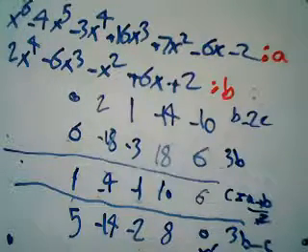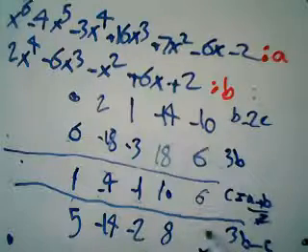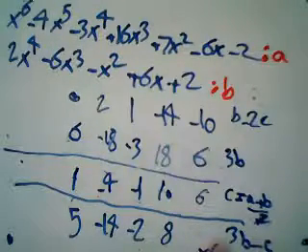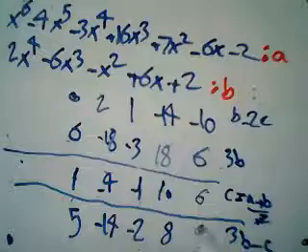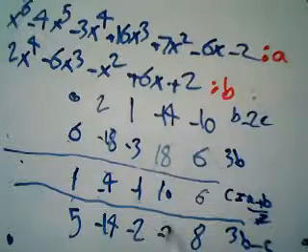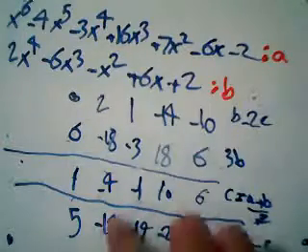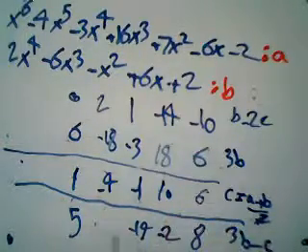So, let's write it down this way. 8 here, shift them, minus 2 here, minus 14, and 5 here.